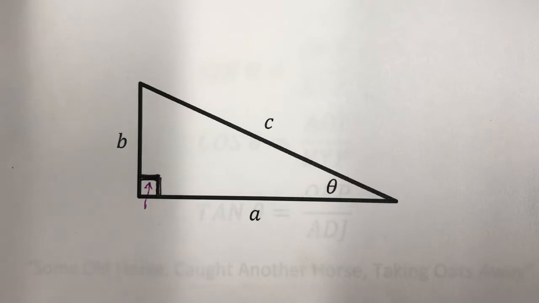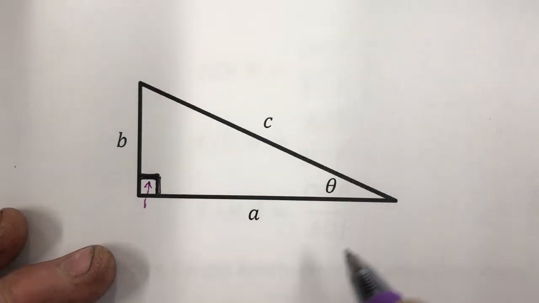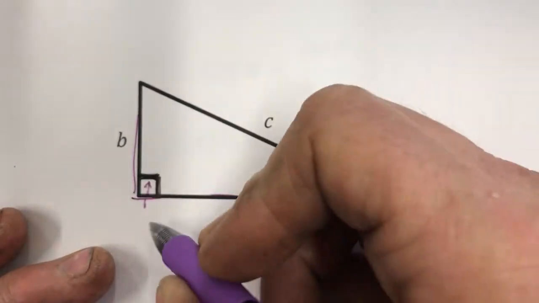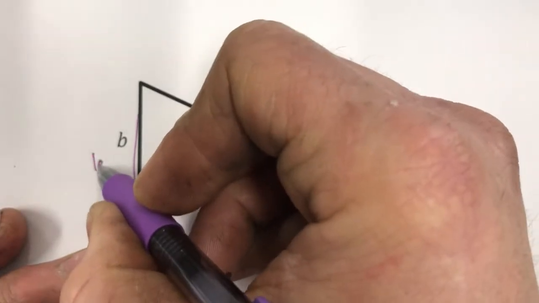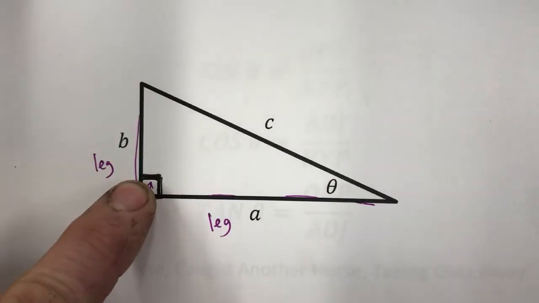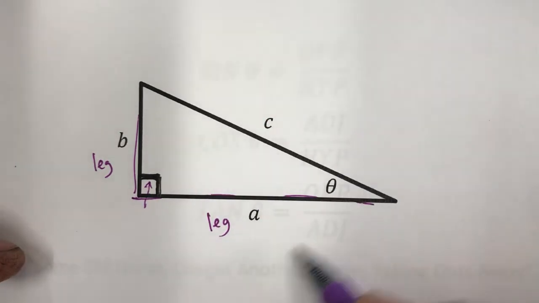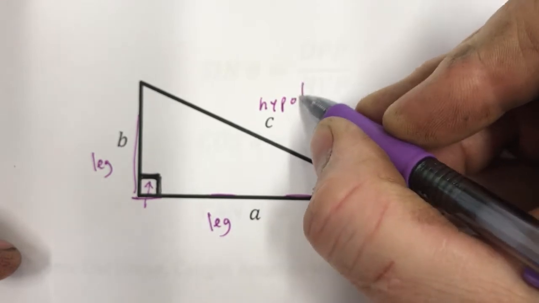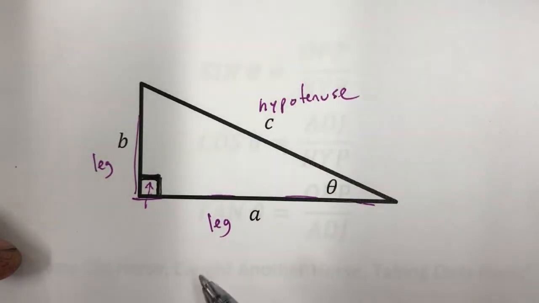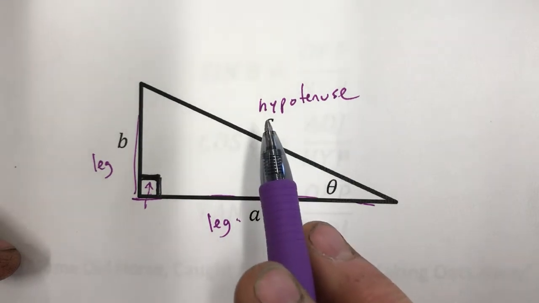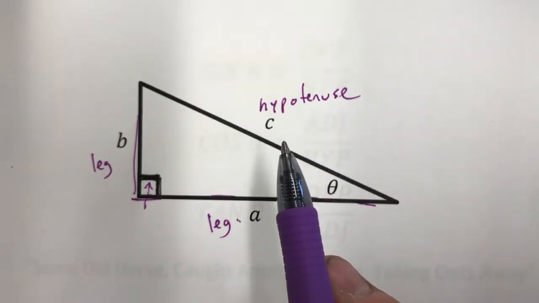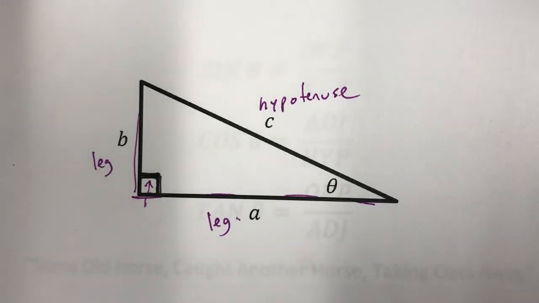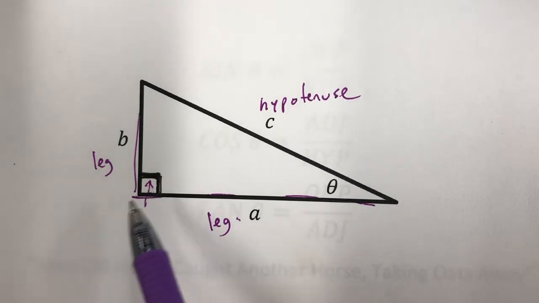Okay? Now, when you have a right triangle, the three sides have certain names. The two sides that form this right angle are called legs. This is a leg, this is a leg. We have two legs that form this right angle. The other side that does not touch the right angle is called the hypotenuse. So we have two legs, we have a hypotenuse. The hypotenuse is always the biggest side of the triangle. The two legs are the smaller two sides, and like I said, they always form the right angle.